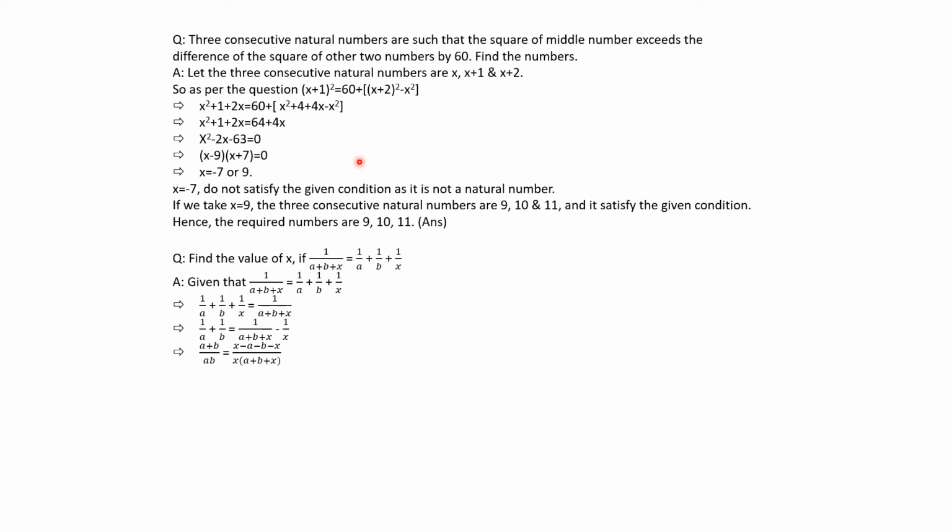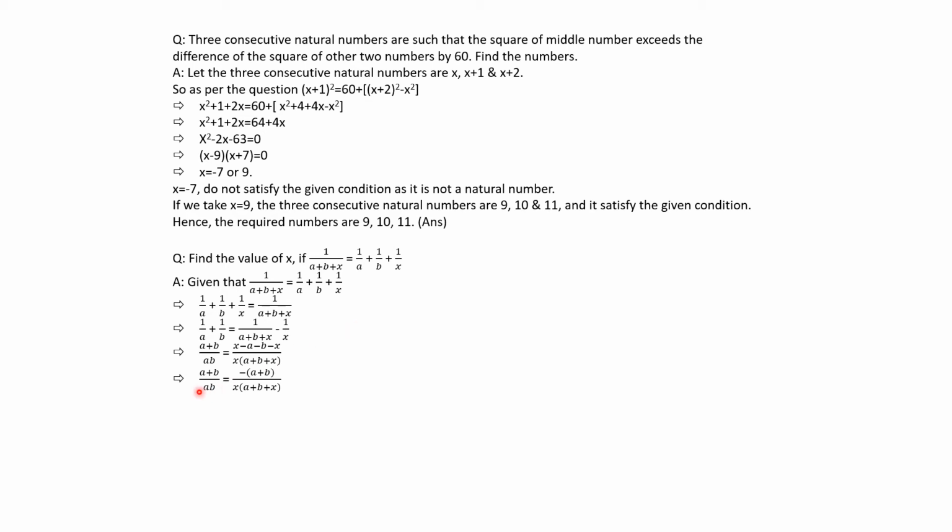On the left hand side, taking ab as the LCM, it is a plus b whole upon ab, and on the right hand side the LCM is x into a plus b plus x. We are getting x minus a minus b minus x. So in the numerator on the right hand side, plus x and minus x get cancelled, or you can write it as a plus b whole upon ab equals minus of a plus b by x into a plus b plus x.